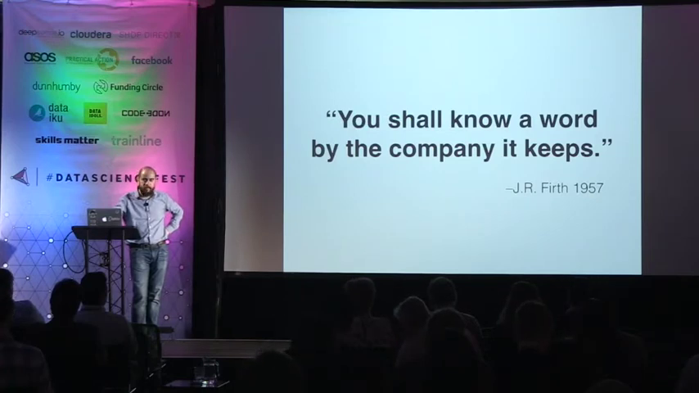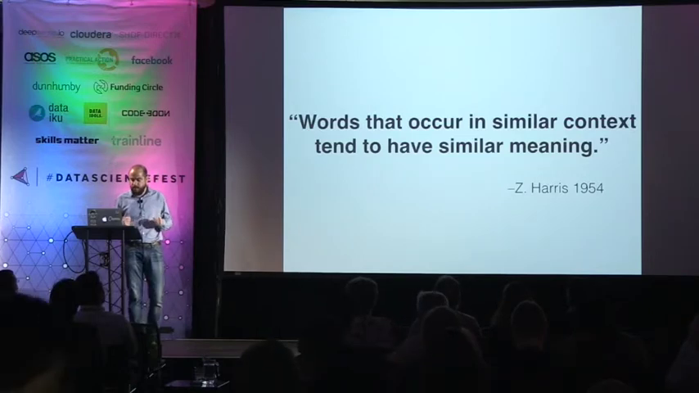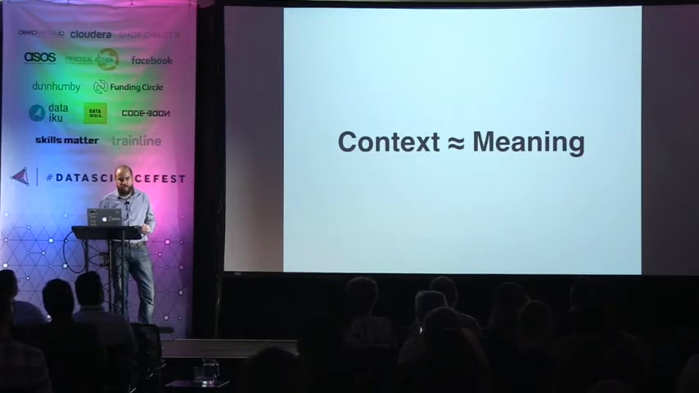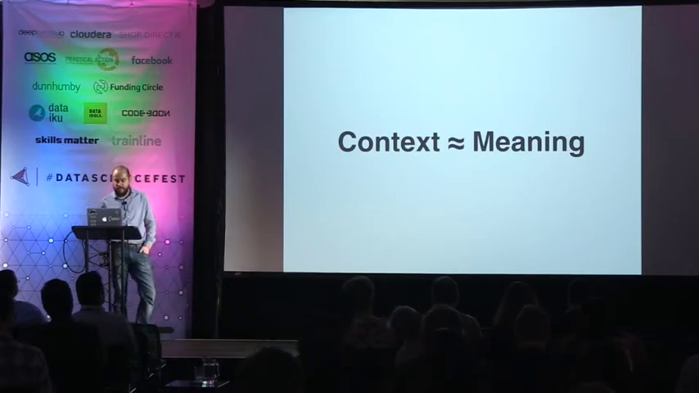There's another one from a couple of years earlier, and this may be a little bit clearer: words that occur in similar contexts tend to have similar meaning. In summary, you can approximate the meaning of a word using the context around the word itself. This is the idea behind the distributional hypothesis, and this is what is used for word embeddings.